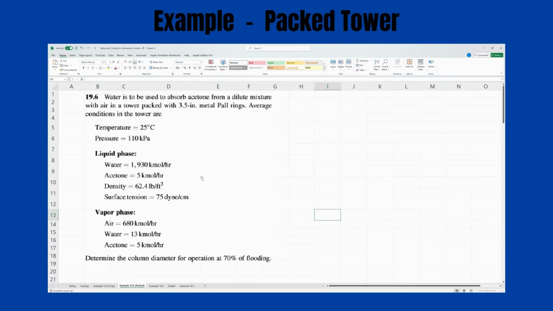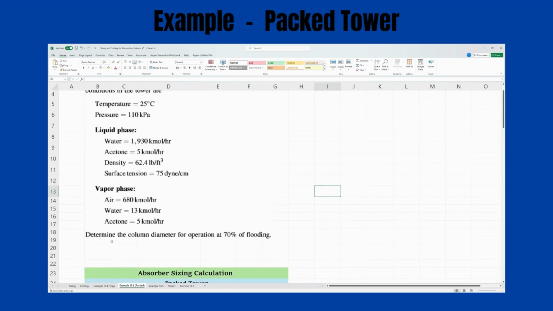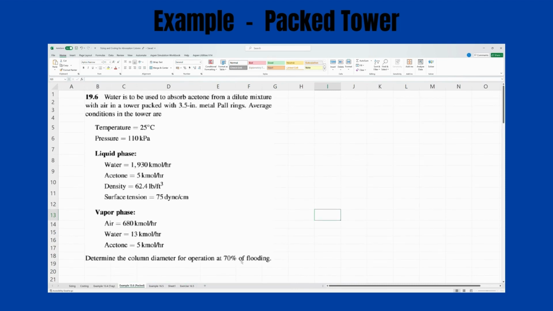Next, we will proceed with the example for packed tower. In this case, we take example 19.6. Water is to be used to absorb the acetone from a dilute mixture with air in a packed tower with 3.5 inch metal pouring rings. The average conditions in the tower are temperature 25 degrees Celsius, pressure 110 kilopascal, and then the liquid phase and the vapor phase conditions are given, and they want us to determine the column diameter for operating at 70% of flooding.